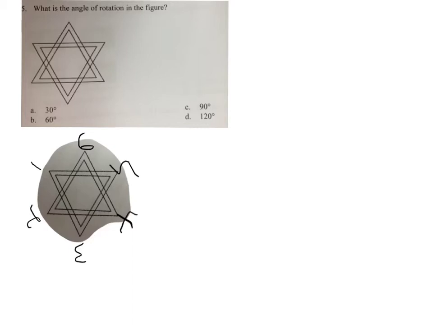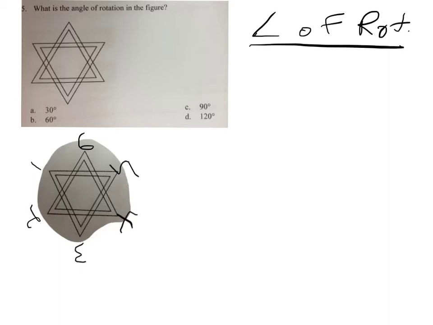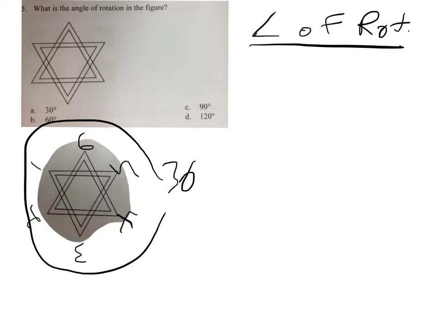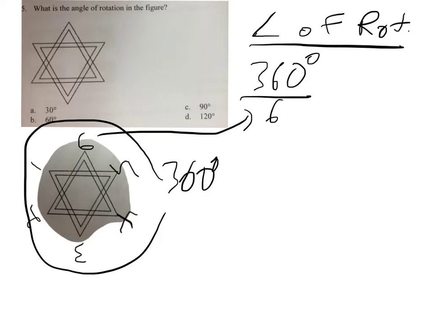Now that you know that piece of information, to find the angle of rotation, remember what I said before: going all the way around equals 360 degrees. So to figure out your angle of rotation, you take that 360 degrees and divide it by your order of rotation, which in this case is 6. So 6 goes into 360 sixty times. The answer would be 60.